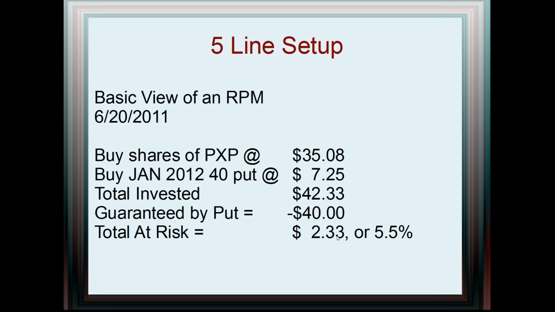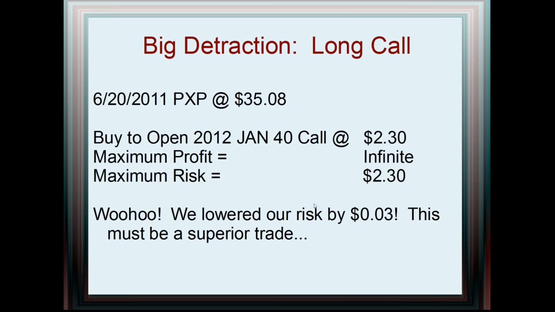My total at risk in the worst case scenario, remember, only occurs if I hold it all the way to expiration and make no adjustments, is $2.33, or 5.5% of the capital I invested in the position. On that same day back in 2011, I could have bought the January 40 call. The ask price, midpoint, was only $2.30. I have an infinite upside. My maximum risk for one contract is $2.30. So we lowered our current risk by 3 cents. This must be a superior trade.